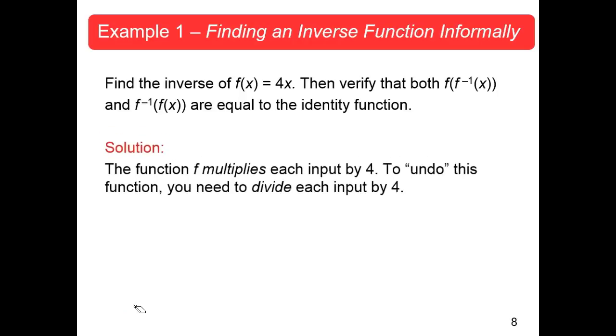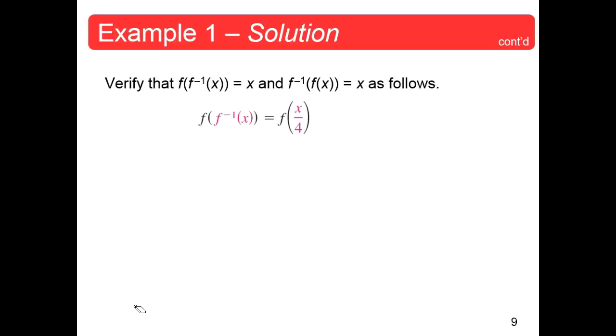All right. The function f multiplies each input by 4. To undo this, you need to divide each input by 4. That's what we wound up doing. So if f of x is 4x, f inverse would be x divided by 4. Now to check it, you do f of f inverse, that would be f of x over 4, and the f function takes what's in the parentheses and multiplies it by 4, so that would be 4 times x over 4, and sure enough, that becomes x.